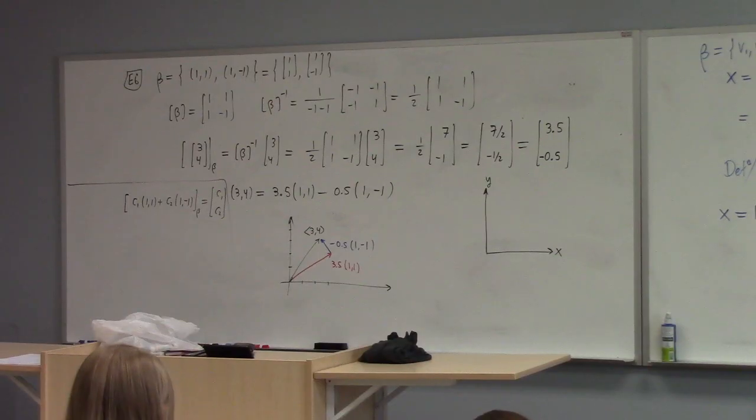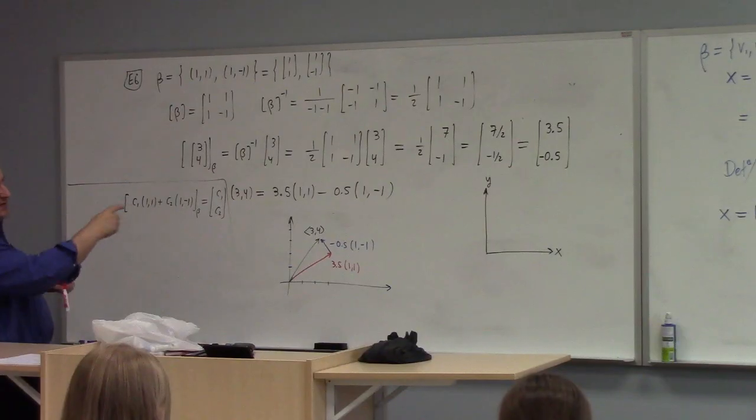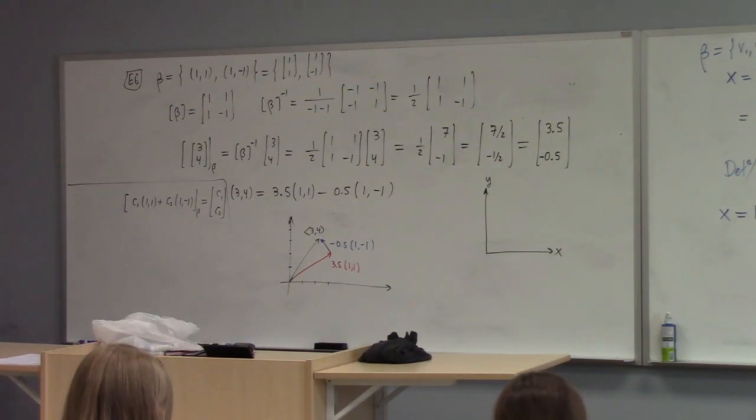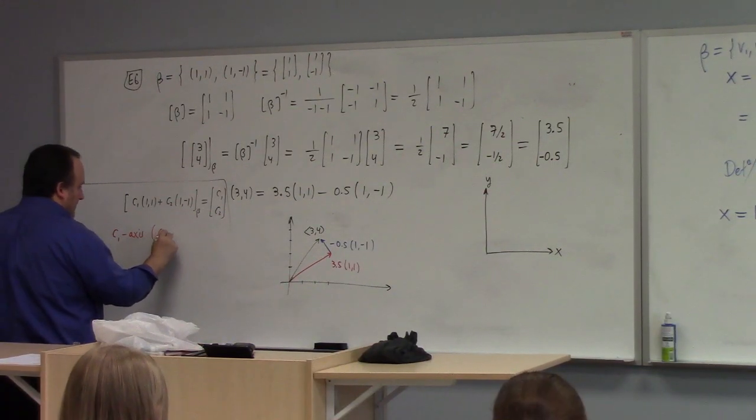All right, so let's think about this carefully. What's the equation for the x-axis? Ever think about this? The equation for the x-axis is y equals 0. What's the equation for the y-axis? x equals 0, right? What's the equation for the C1 axis? C2 equals 0, right?